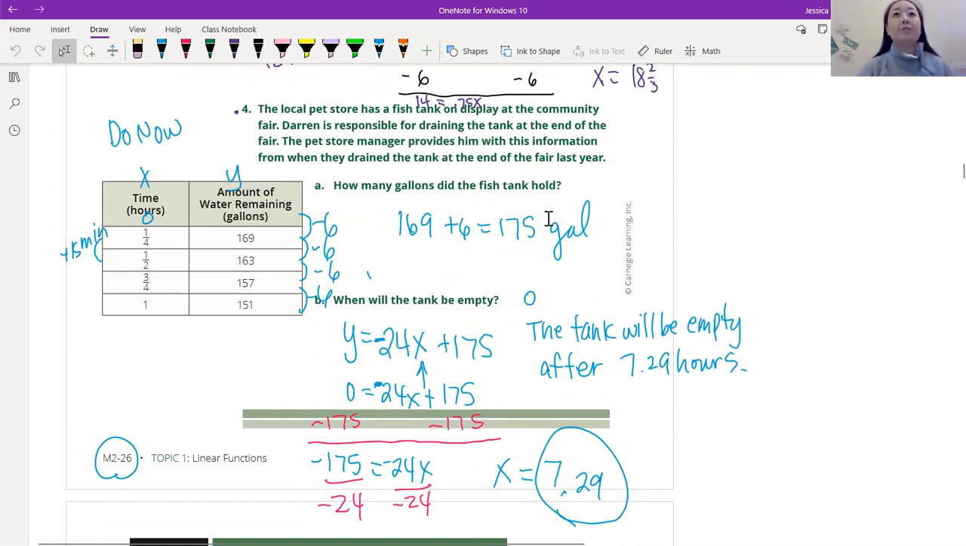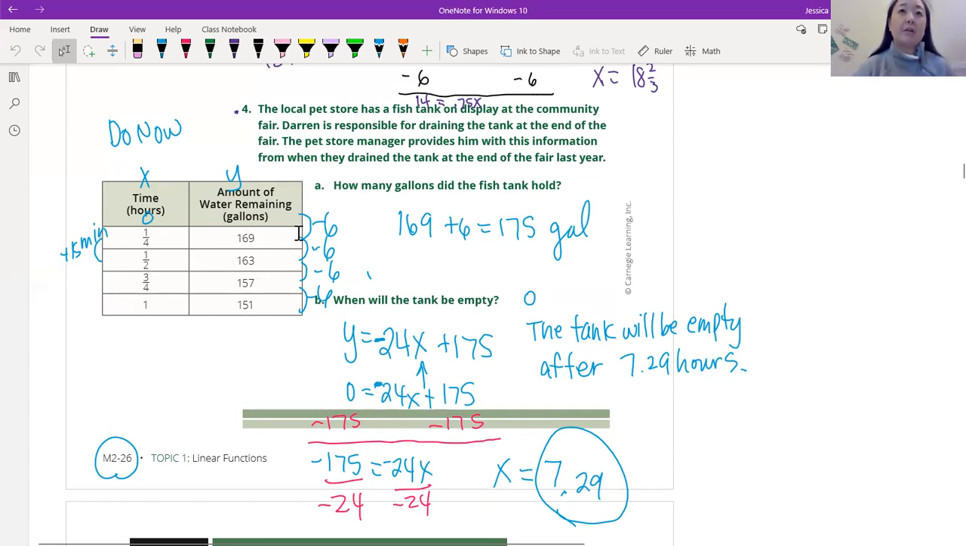Here, a local pet store has a fish tank on display at the community fair. Darren is responsible for draining the tank at the end of the fair. The pet store manager provides him with this information from when they drained the tank at the end of the fair last year. So last year, after 15 minutes, how do I know that's 15 minutes? It's 1/4 of an hour, 15 minutes. It was at 169 gallons. That's how much remained. And after half an hour, that would be 163, and so on and so forth.